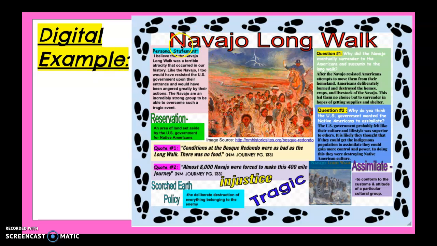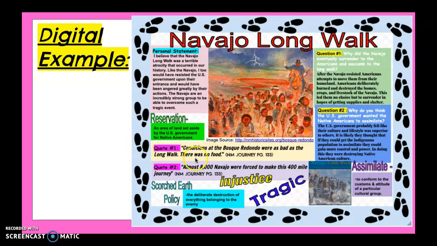So here's a digital example of a one-pager, and I'm just going to point out the things that are on your checklist for you. So title, this example is using last week's topic, the Navajo Long Walk. So here's my title, here's my 2 questions, and here I wrote a question and I answered it. Question 2, here's my question, here's my answer.